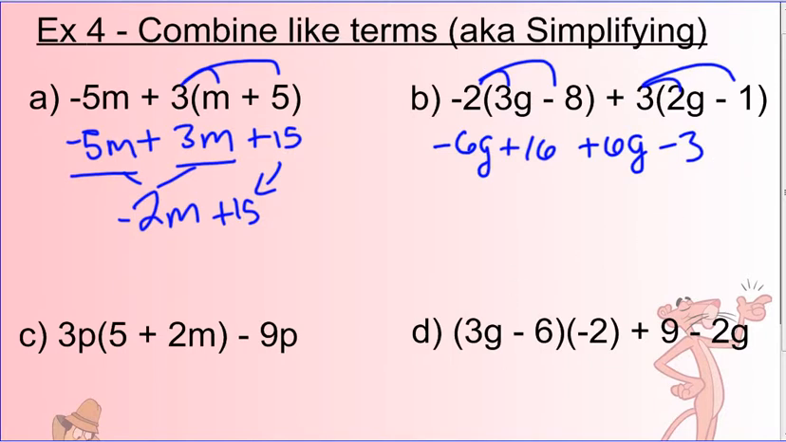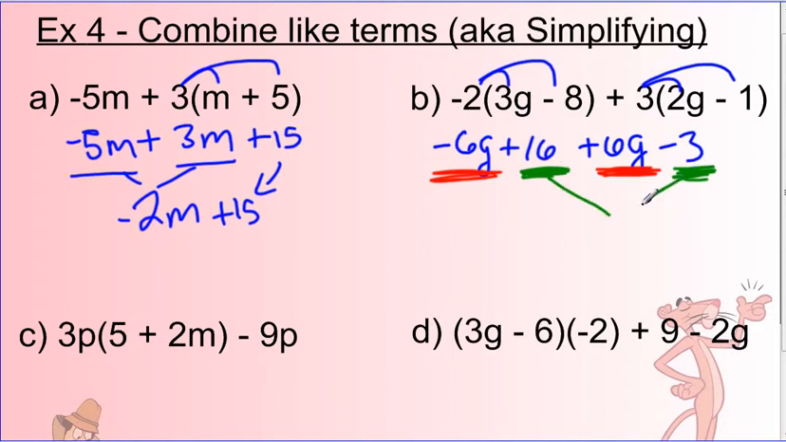All right, now I'm going to use a couple different colors here to help color code everything. So g's, I've got negative 6g's here, positive 6g's there. Those two things are alike. They're like terms because they have the exact same variable. I also have this positive 16 and this negative 3 that are alike. I can combine them together.